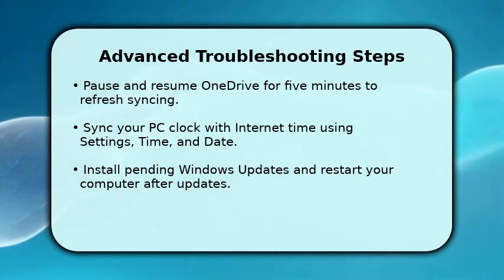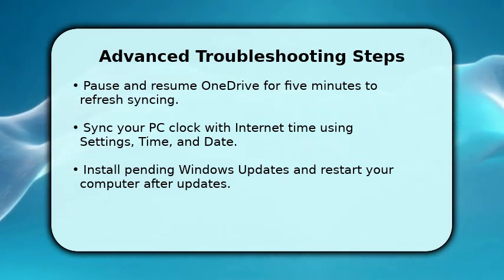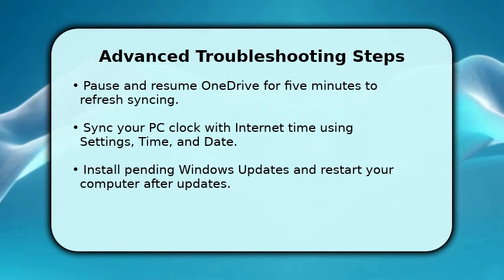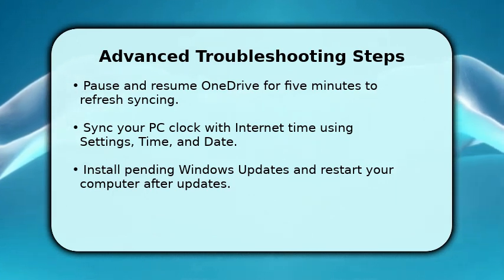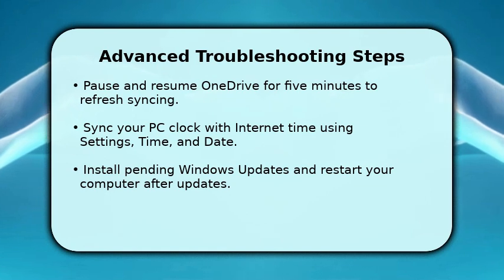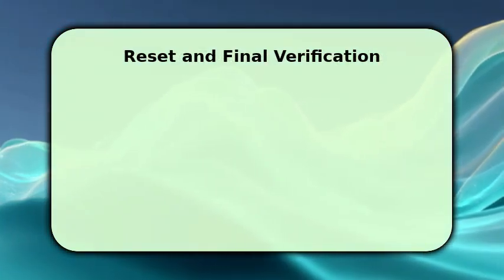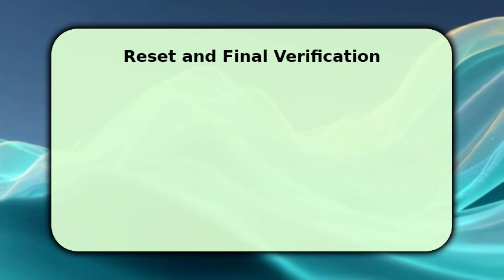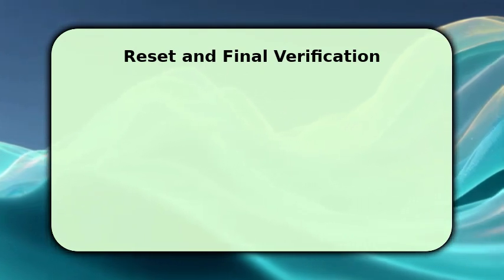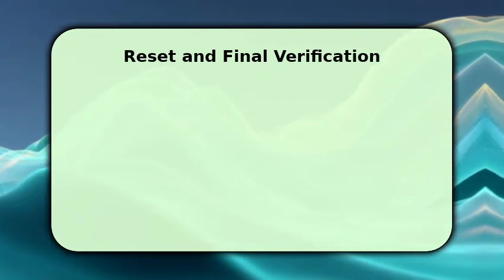Check for storage limits in OneDrive and confirm you have sufficient space, especially if you exceed 5 GB or plan to sync large folders. Reset OneDrive if basic steps fail using the Run command shown on screen. Open Run and enter %localappdata%\Microsoft\OneDrive\OneDrive.exe /reset to reset the service.